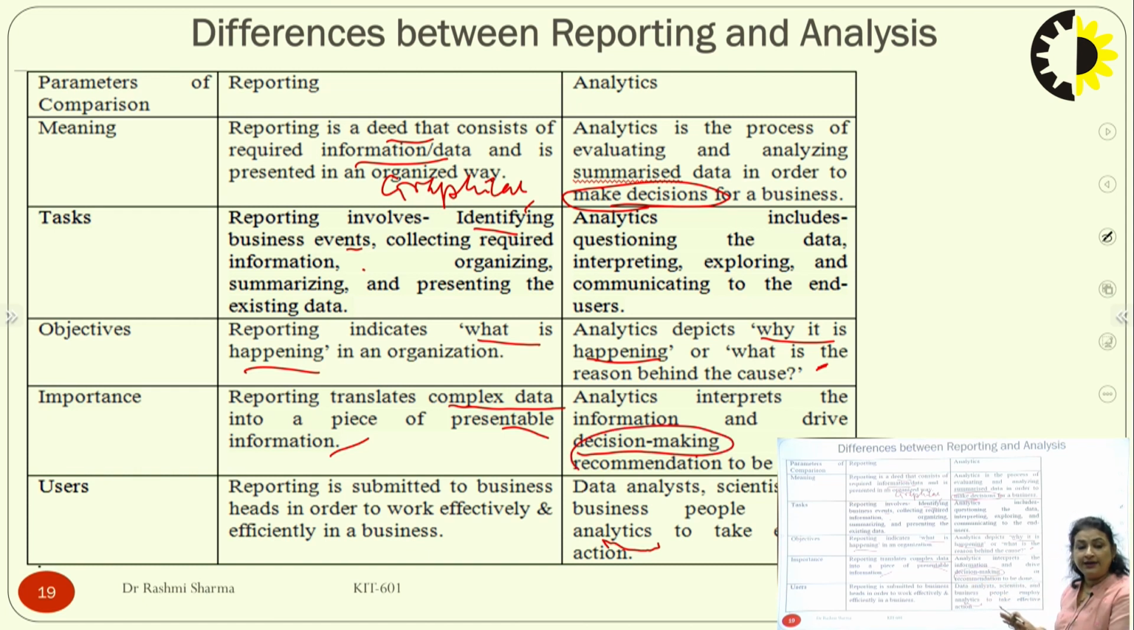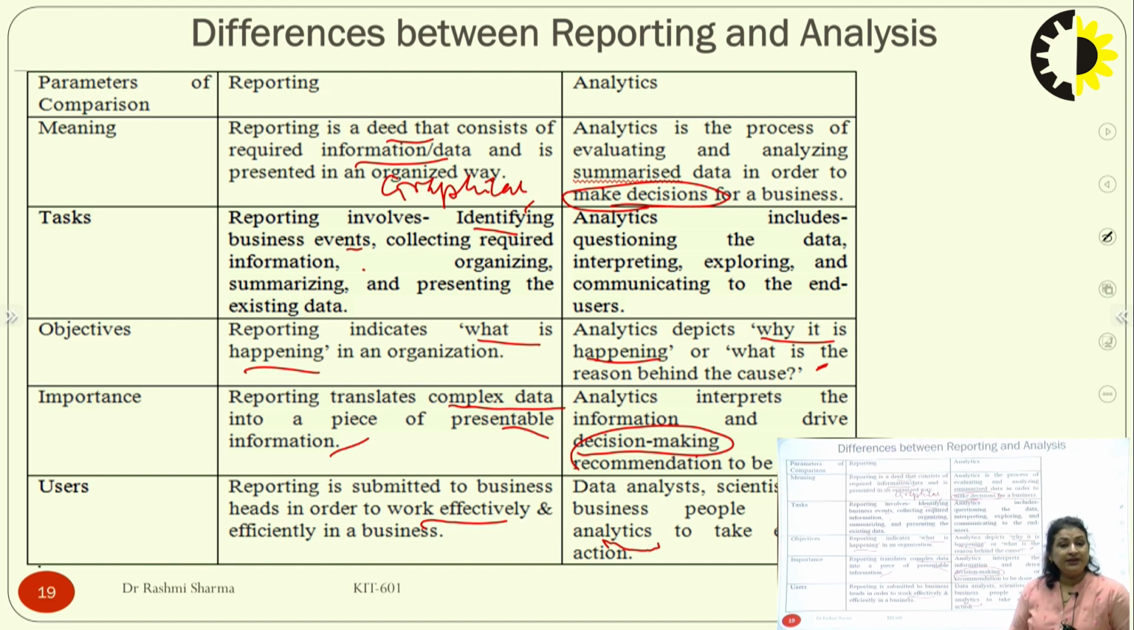So overall, analysis is for your decision making, and reporting is for presenting and noting what is happening. Why it is happening, and how we can come to a conclusion or a decision, is your analysis part. Reporting is submitted to the business heads so they can run the business effectively and efficiently, but for data analytics, scientists and business people employ effective actions. So the basic difference is that in reporting we know what is happening, and why it is happening is the analysis part.